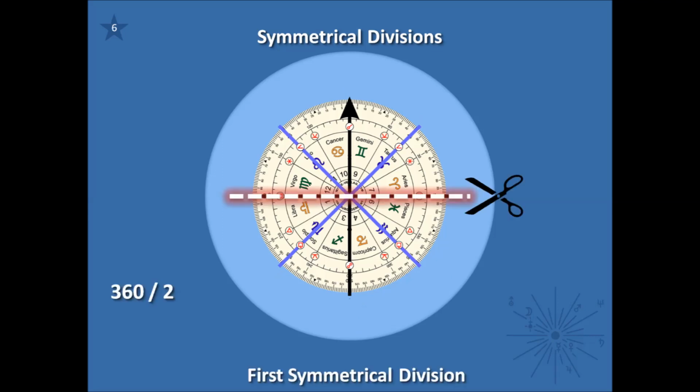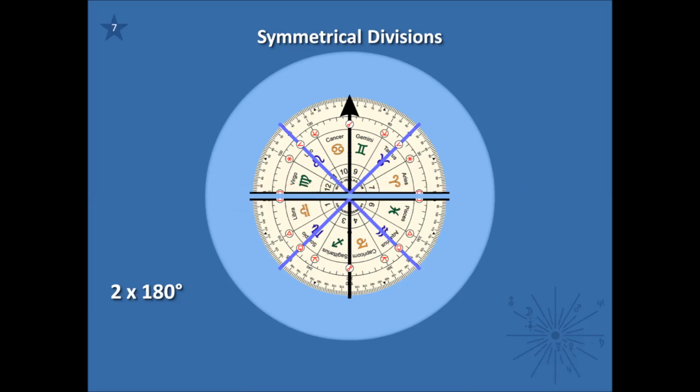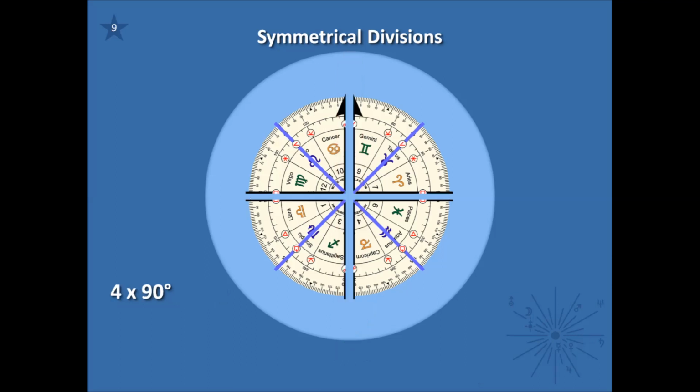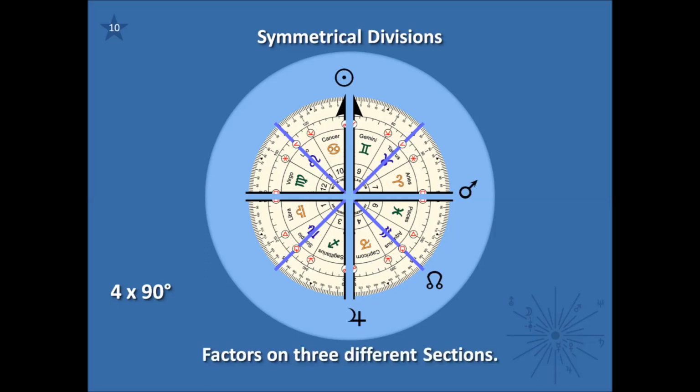Let's start with the first symmetrical division. In this example I start at the Aries point. First dividing done: 2 symmetrical sections of 180 degrees. In the second division, the 2 symmetrical sections of 180 degrees will be divided. Second dividing done. We now have 4 symmetrical sections of 90 degrees. Factors and planets are found in 3 different sections.